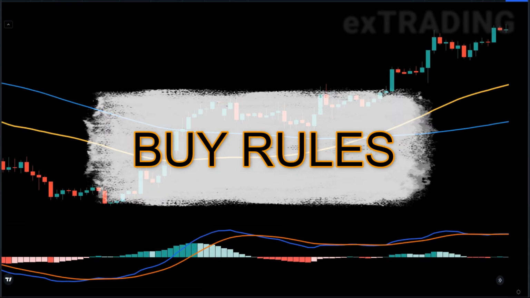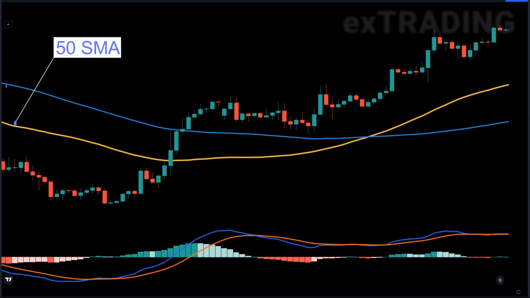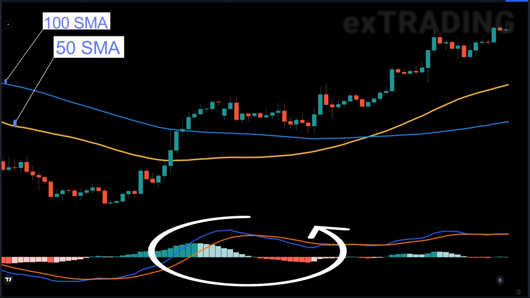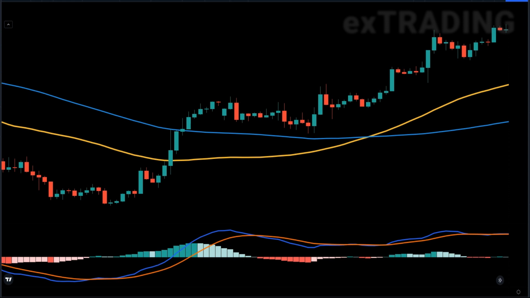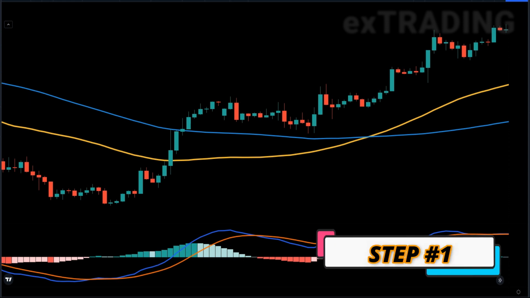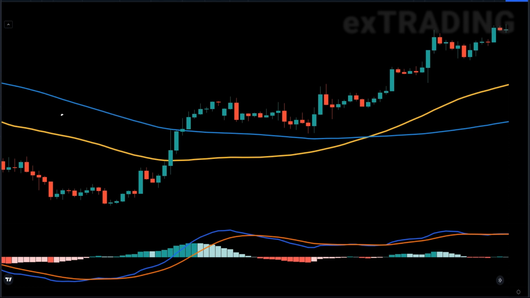Buy rules. First, take a look at the 50 simple moving average, 100 simple moving average, and MACD on the charts. See if the following conditions occur. Step number 1: the price moves above 50 simple moving average and 100 simple moving average and it trades above the closest simple moving average.